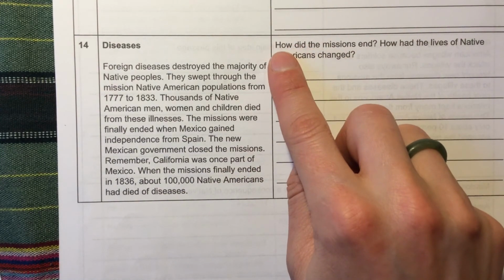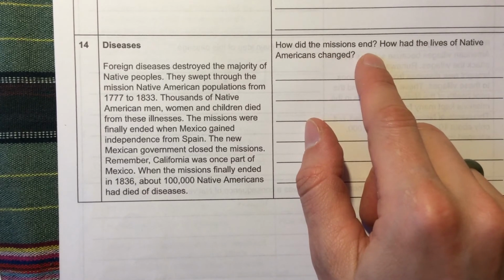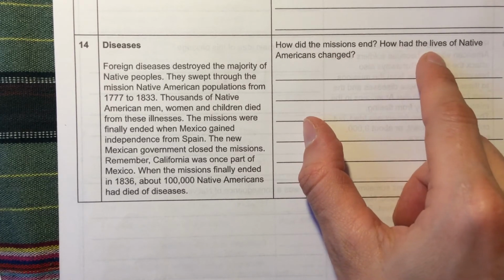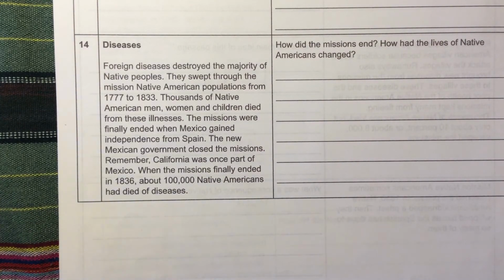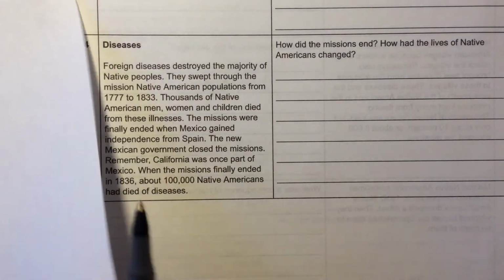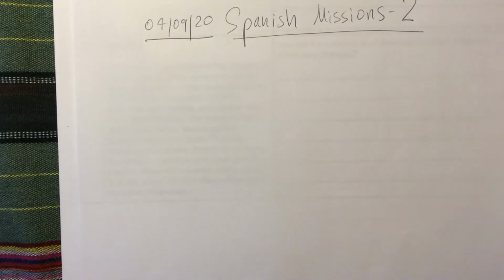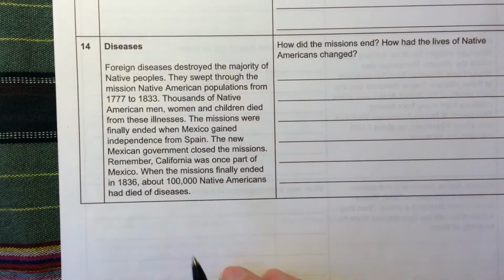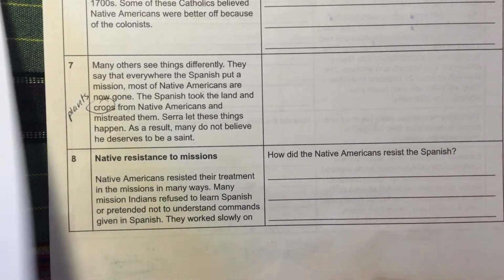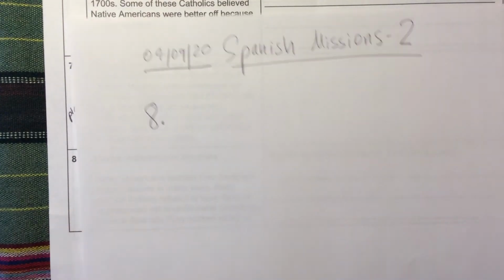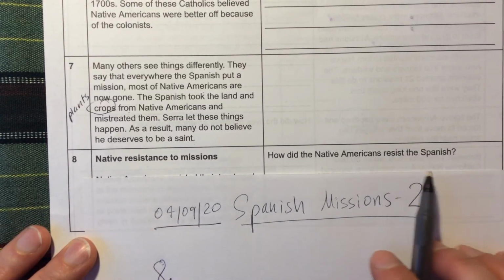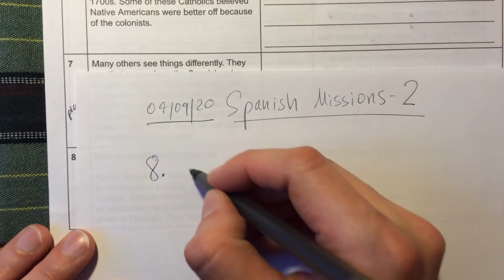So again, this question, how did the missions end? And how did the lives of Native Americans change? So I do hope that, I'm realizing here that I wasn't showing you on my paper. But as you were answering these questions here, we'll go back to the very first one, question 8. You do not need to copy the question down, but if you want to, yes. Question 8. How did the Native Americans resist the Spanish?